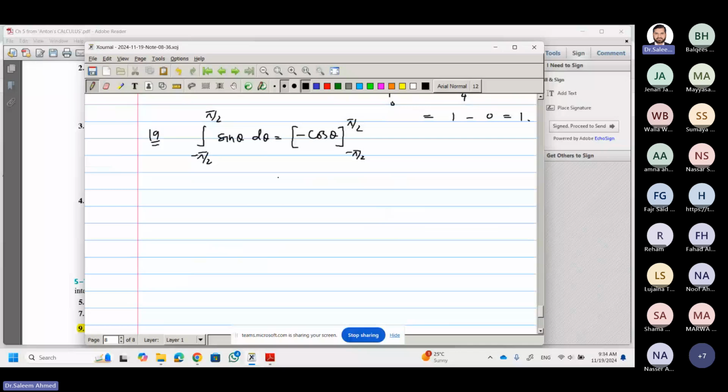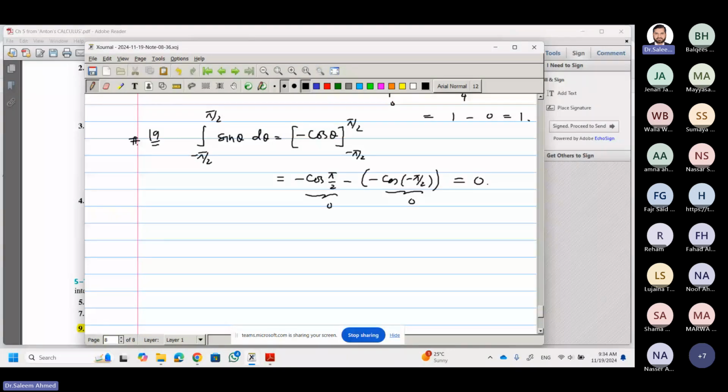So no worries. We can put pi by 2 in: minus cosine pi by 2, and then minus minus cosine minus pi by 2. So this minus will become plus. You know that cosine pi by 2 is 0, and cosine minus pi by 2 is also 0. Both cosine 90 and cosine minus 90 are 0. So you see, the answer is 0. And we don't have to worry about whether we need to split the interval. It's just a question about integration. So we did the integration, answer is 0, no problem.